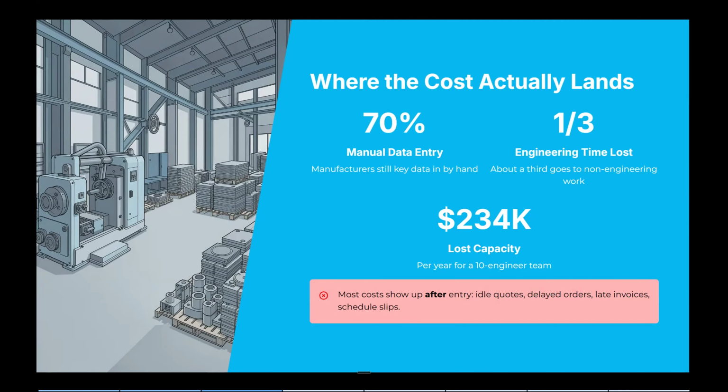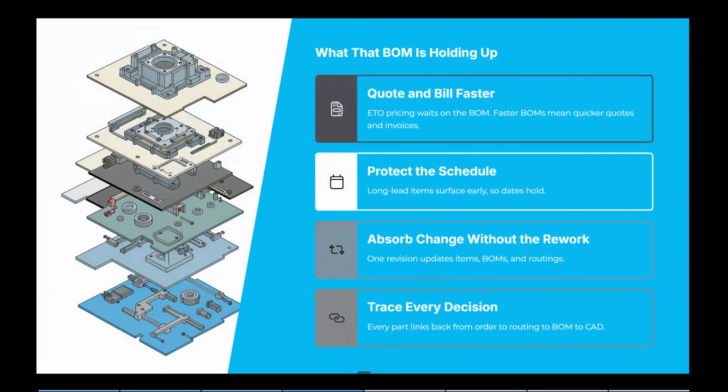Most costs, like I said, show up after that data entry. The idle quotes, the delayed orders, delayed invoices, not hitting production on time. And as a manufacturer who always is dealing with tight margins, this is something that you really can't afford to deal with on a regular basis. What is that bill of material holding up, though? What are the downstream effects? Your business and your ERP relies on that bill of material. Imagine the bill of material being the strong man at the bottom of these different pillars that are being piled on top of the strong man. What's that bill of material actually holding up?